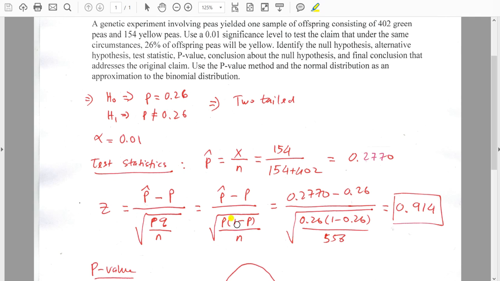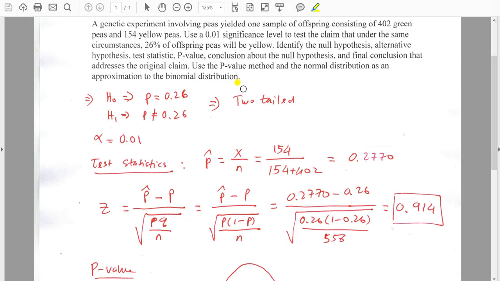Q is 1 minus p, because p plus q is 1, so q equals 1 minus p, or 1 minus 0.26, and n of course is again the same number here. If you plug them all into the formula here, you will get 0.914. This is the z, or the test statistic.